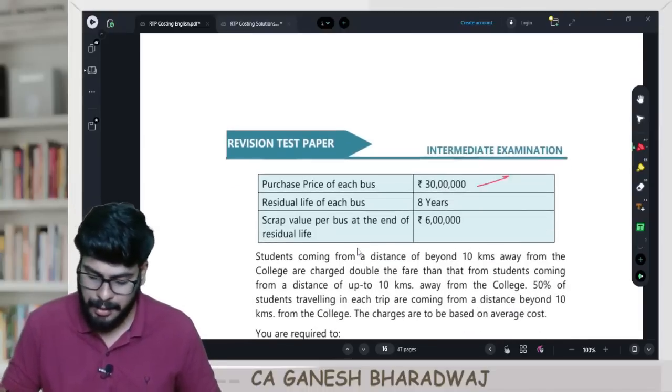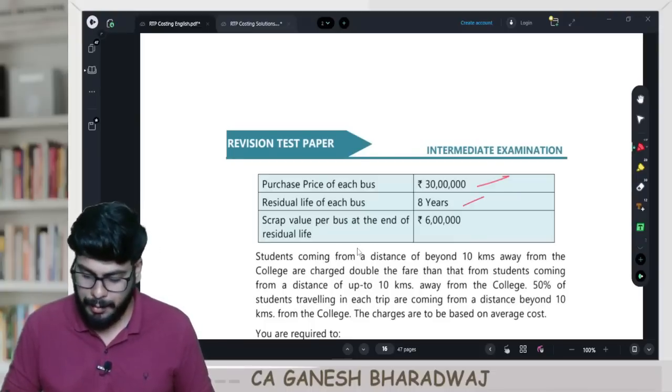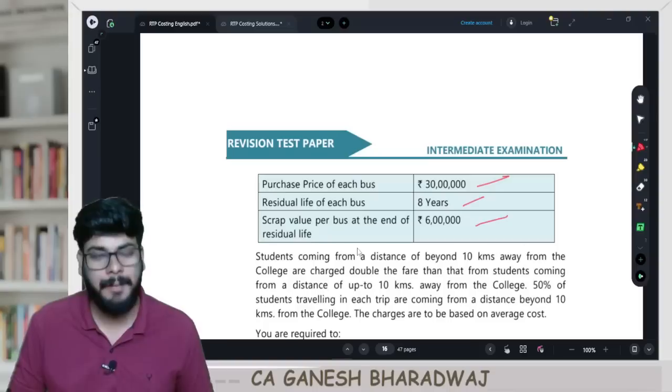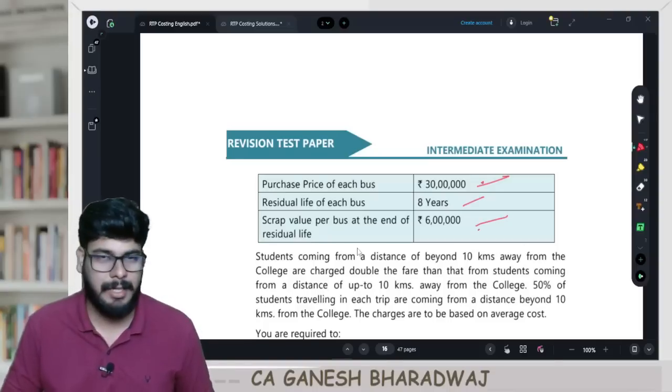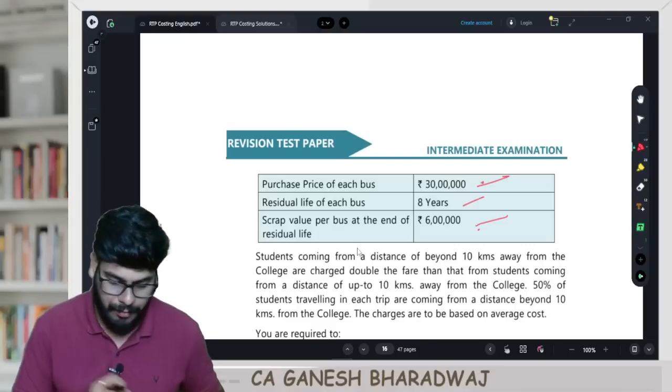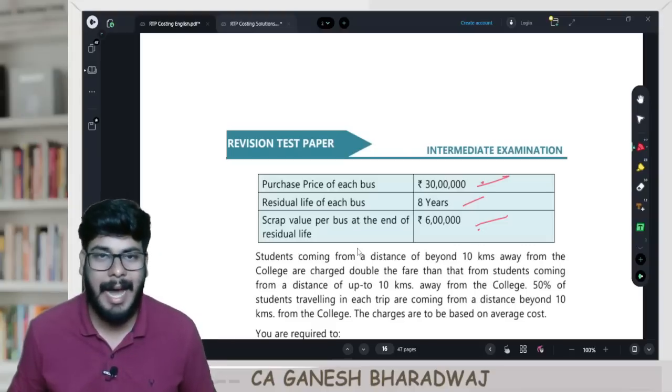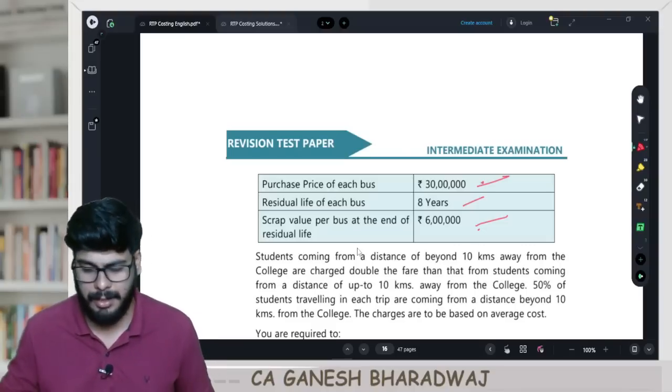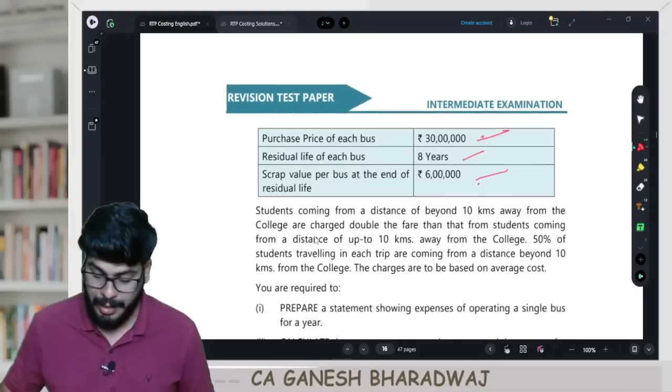Purchase price of each bus is 30 lakhs. Residual life of each bus is 8 years. Scrap value per bus at the end of the residual life is going to be 6 lakh rupees. So how do you calculate the depreciation? 30 lakhs minus 6 lakhs is going to be 24 lakhs, right? And 24 upon 8, that's going to give you 3 lakh rupees. So 3 lakh rupees is going to be the annual depreciation, I mean, per bus, per annum. Now, the next one.